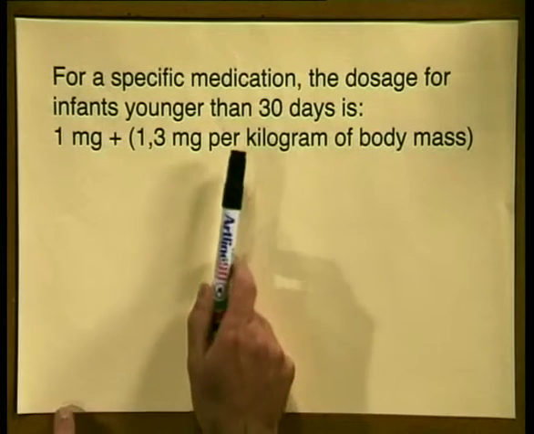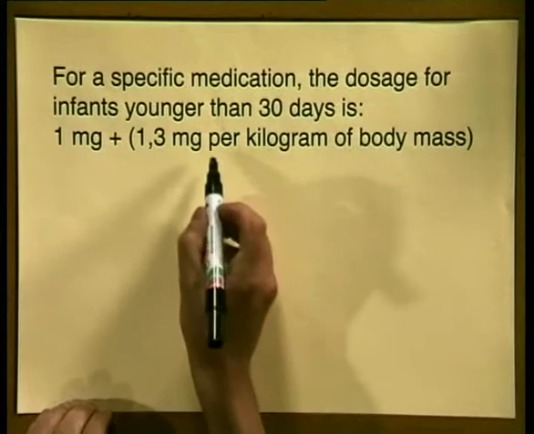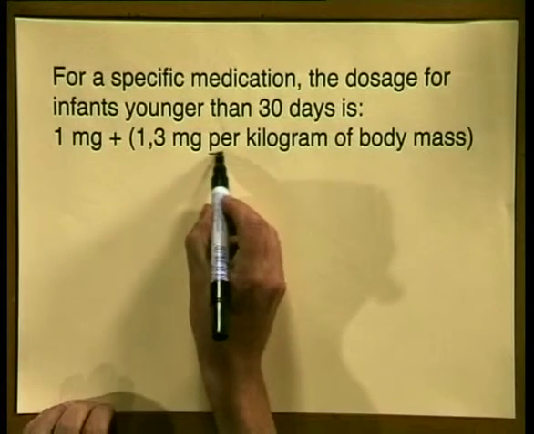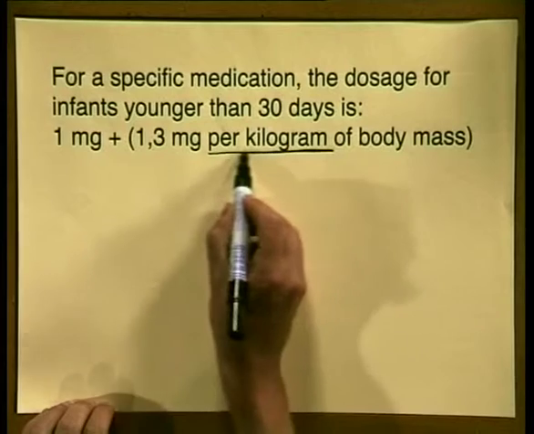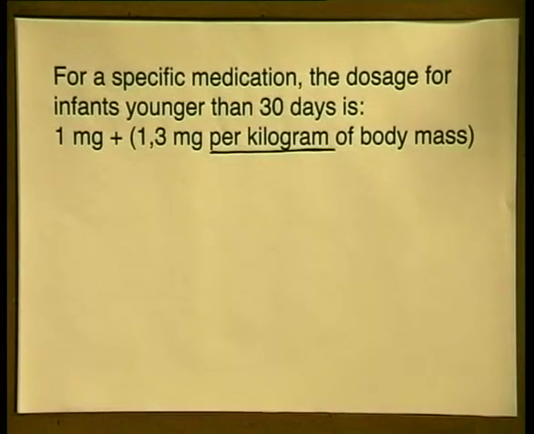But we need to identify which is the dependent and independent variables. And here's a clue. The dosage is based per kilogram of the body mass. So we're clearly working with a function. Thus, we can see that the dosage depends on the body mass. And as we said previously, we normally assign y to the dependent variable and x to the independent variable.